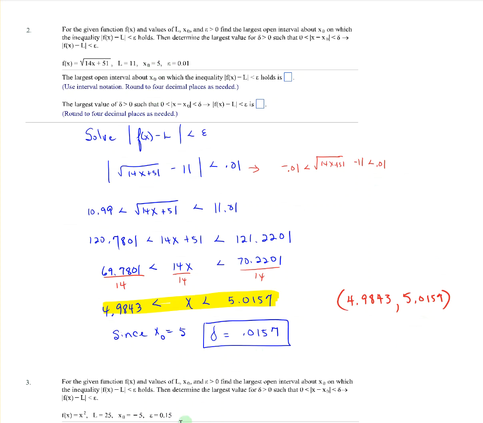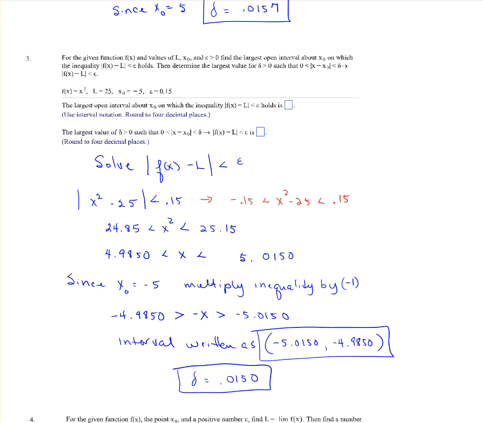Okay, let's go look at number 3. So we are doing the same thing. Here's our inequality that we're solving. Our f of x is x squared minus our limit, which was 25, less than epsilon 0.15. We have the negative 0.15 less than what's inside the absolute value, less than the positive. We are going to add 25 to all three to get rid of it in the middle. We're going to then take the square root of all three.